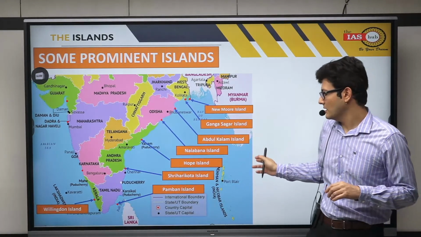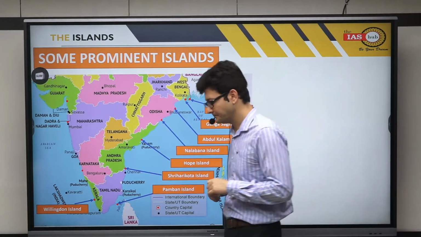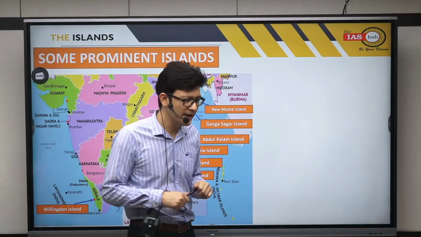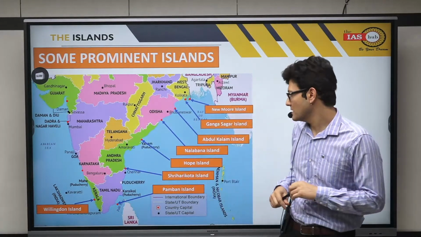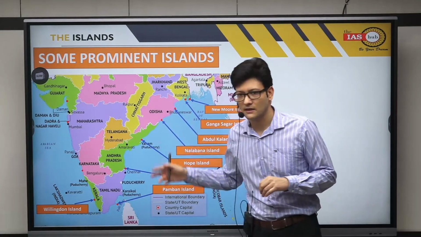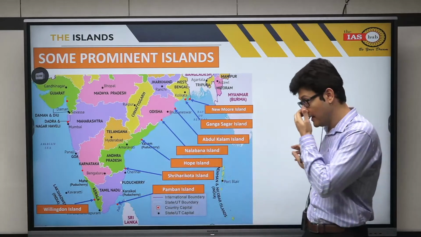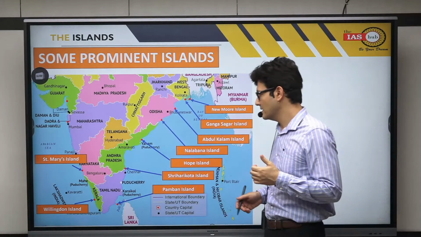Then on the western side, we have Willingdon Island. Willingdon Island is found in the backwaters of the Vembanad Lake, and it is a man-made island. It is not a natural island. All the other islands, as we have discussed, are natural islands, but the Willingdon Island is a man-made island.